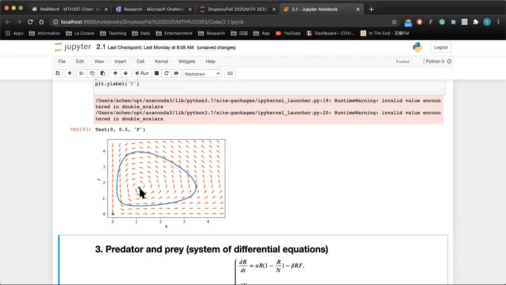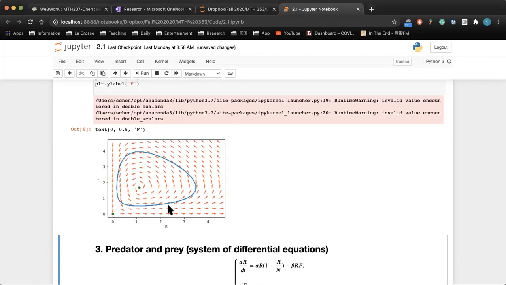Still okay? And if initially you only have rabbits, no fox, that means your direction field should be the x-axis. That means your rabbit just grows without limitation, following the arrow. It just goes to the right all the time. Still okay? You don't form a curve, you just grow.